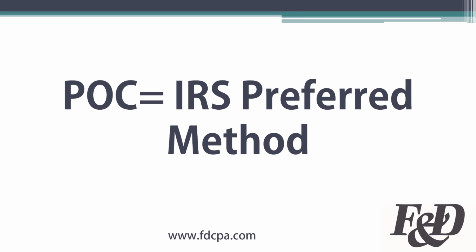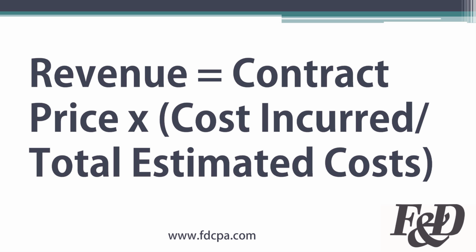The percentage of completion method, in the IRS's view, is the most accurate representation of a contractor's income from year to year. Under the percentage of completion method, the contractor estimates the total cost that they expect to incur over the life of the contract and determines the income to recognize by deriving a percentage of the costs incurred to date over those total estimated costs. That percentage is then multiplied by the total contract price to determine reportable revenue.